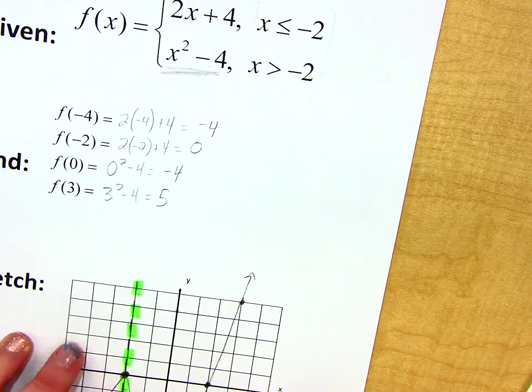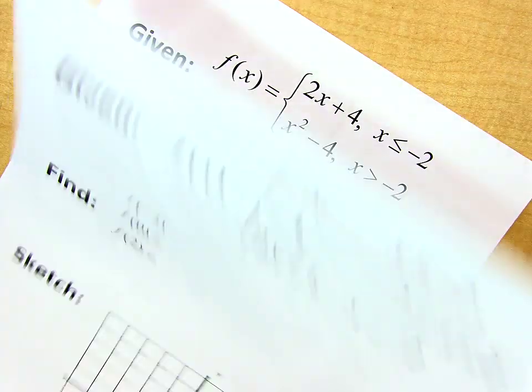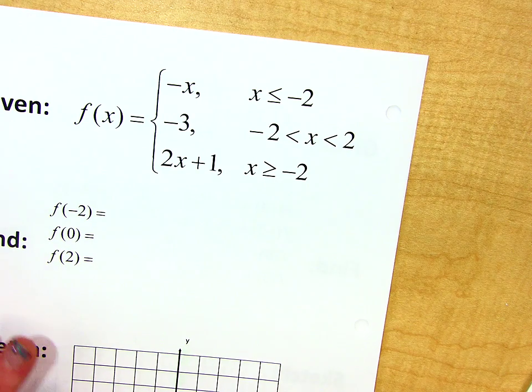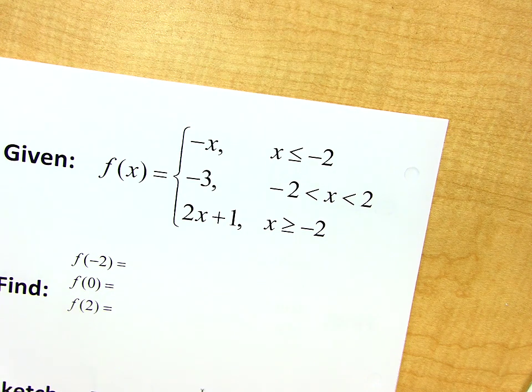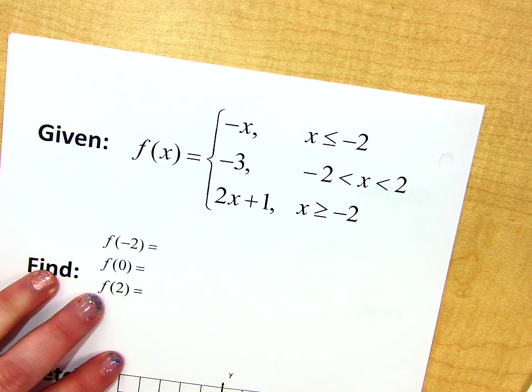All right, flip it over. Let's see what we got. Ooh, this one is broken up into 3 parts. So I'm going to have 3 changes in here. First, let's find some values.